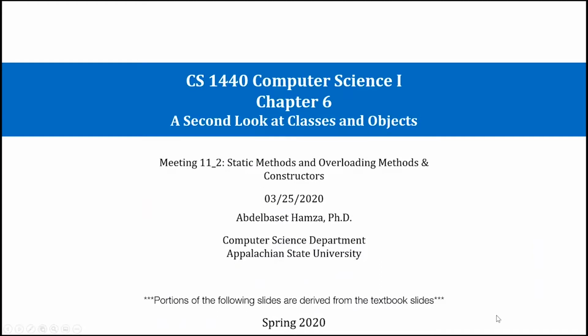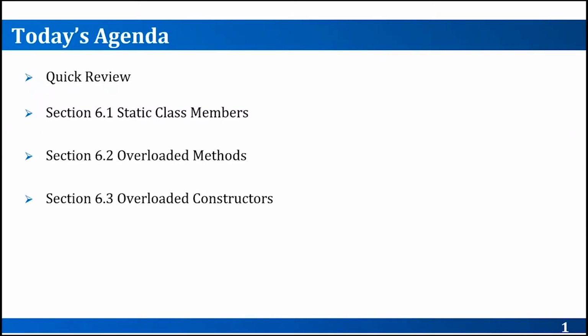This lecture marks the beginning of a new chapter, Chapter 6. In Chapter 6, we will have a closer look at classes and objects. Before we do this, and before we talk about the first couple of sections, which are what static class members are and how to overload methods and constructors, I would like to have a quick review of what we covered so far in CS14. I believe this is going to help you so we can recall what we covered so far, and then we start in this chapter to build on top of that.